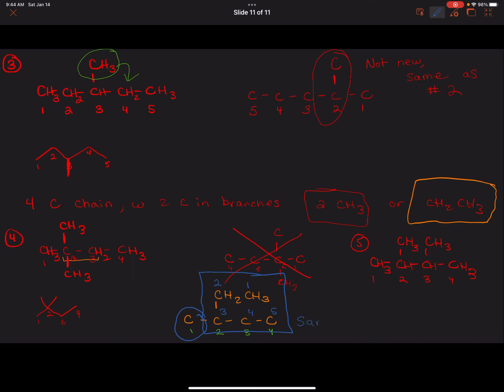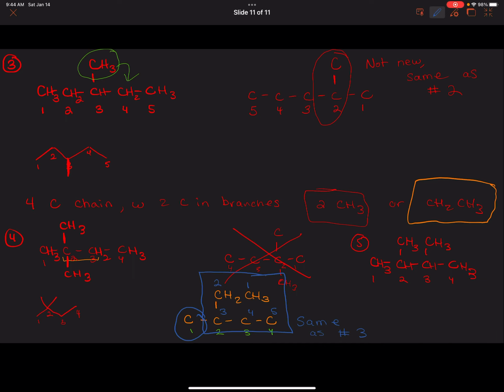This is the same as isomer number 3. So it's not a new structure. I could move that CH2CH3 group to the next carbon, but it's going to give me the exact same thing. There are no new structures I can draw with that CH2CH3 branch.